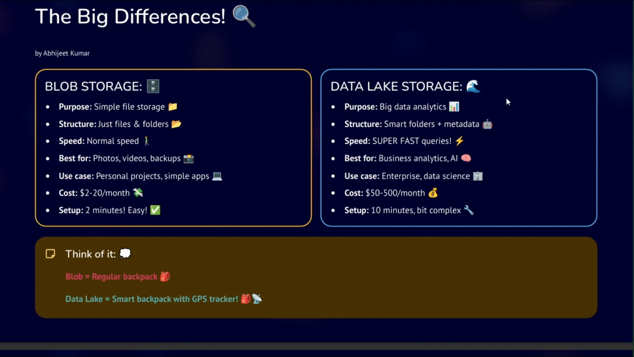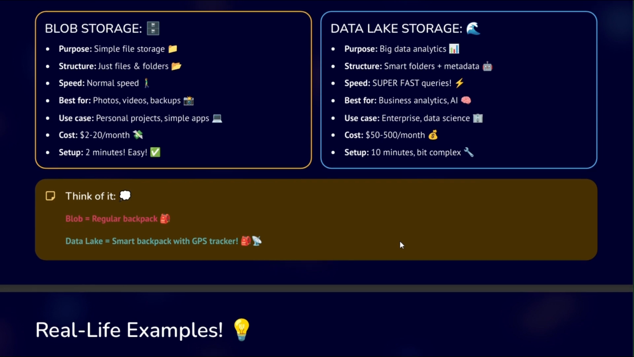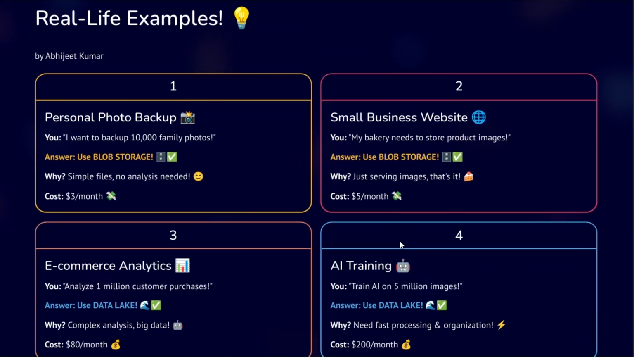Data lake storage purpose is like big data analytics. A structured, a smart folder plus metadata. Speed is super fast query. Best for business analytics, AI. Use cases like enterprises, data science. Cost slightly greater than blob. Setup 10 minutes, a bit more complex. Think of it, blob is equal to a regular backpack and data lake is equal to a smart backpack with GPS tracker.